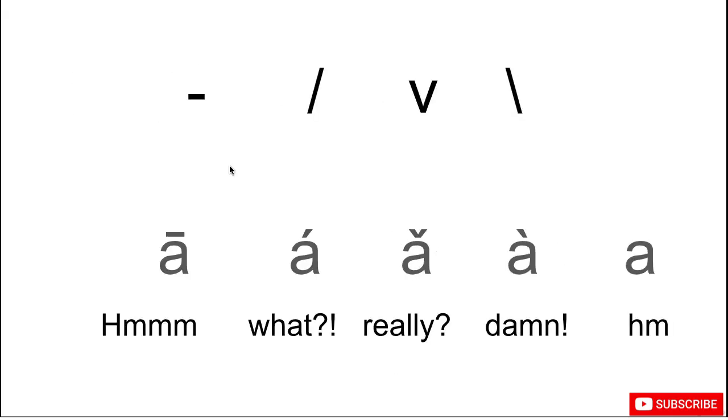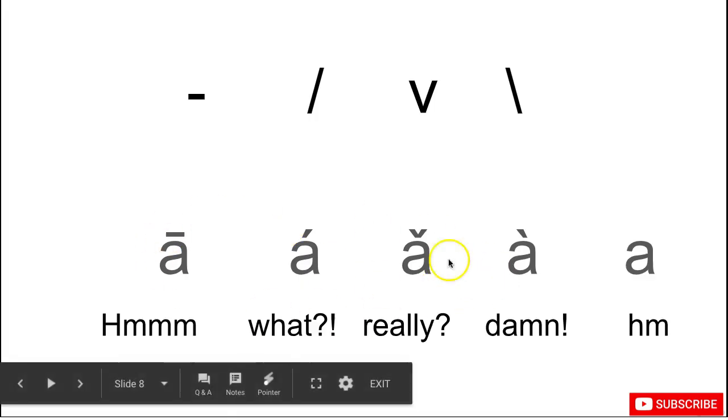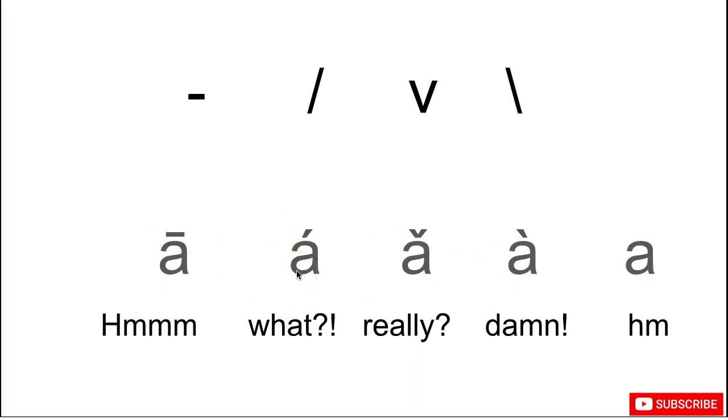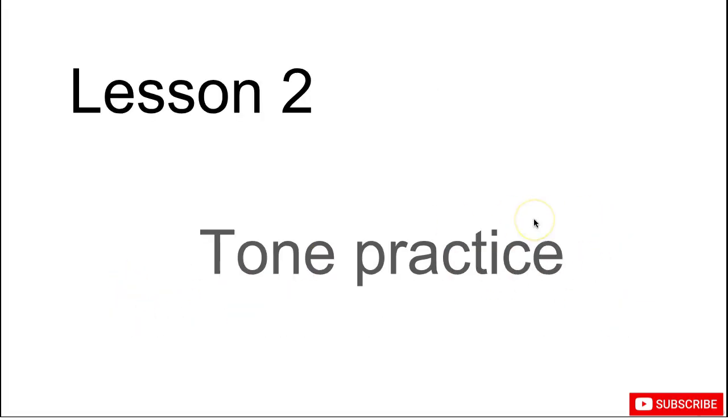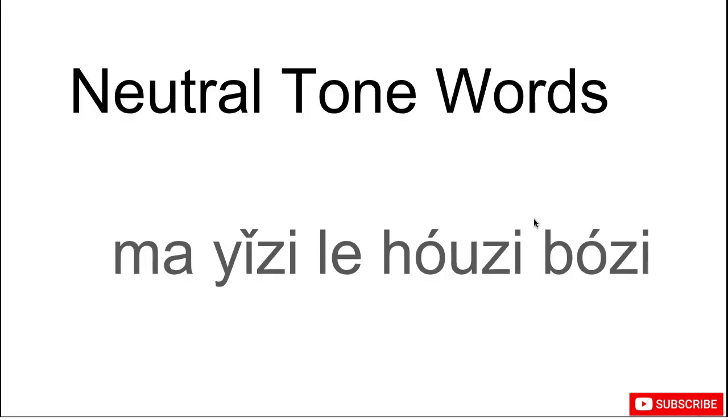Alright guys, a quick recap of what we did in the past videos. We saw the first four tones and how they are pronounced. We said the first one is ah, the second one is "what?", which is ah, the third one is "really?", which is ah, and the fourth one is "damn", which is ah. But the last tone is a little tricky, which is just a shorter form of the first one. All right. So let's go and see.